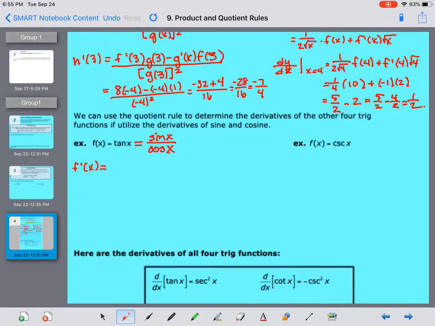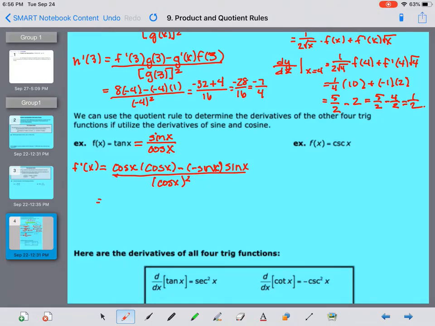Okay. So the quotient rule says to take the derivative of the top times the bottom. I forgot the c. Minus derivative of the bottom times the top. Okay, my pen is messing up today. Times the top all over the bottom squared.